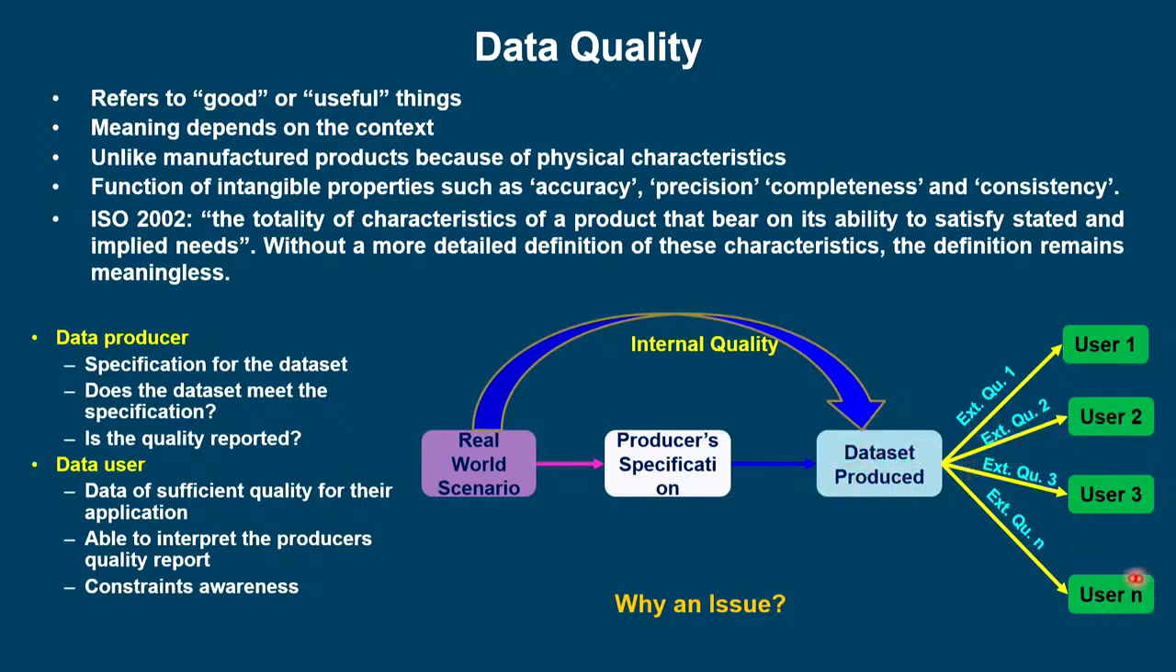And if another user is not satisfied with your product, he will say the quality of your product is bad. It means the product is the same, but different users are describing the quality of the same product differently. So this type of quality term is called the external quality.